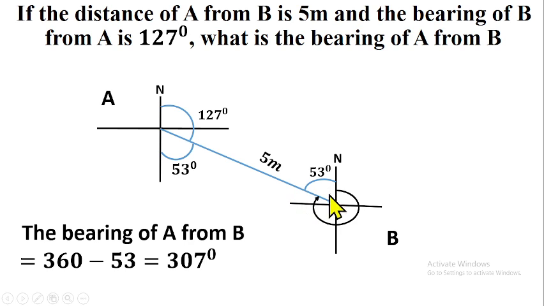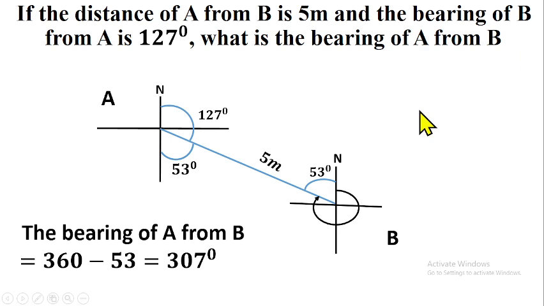So 37 plus this angle from here to this line here is 270. From the north back to here is 270. Then 270 plus this 37 here will give us 307 as well. So whichever way you understand is still going to give us the same answer.